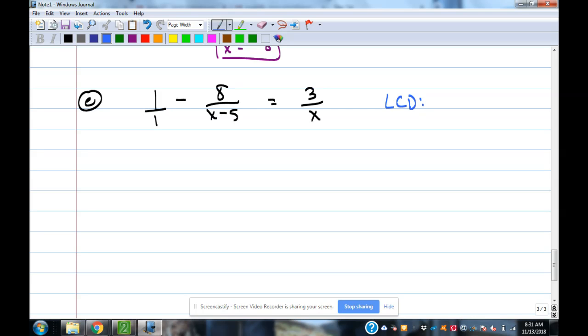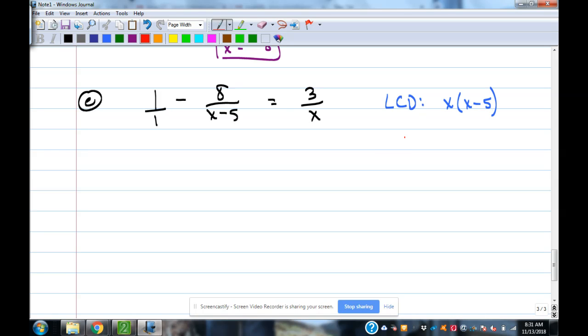So x times x minus 5, technically times 1. But multiplying by 1 is not going to change anything. So this one actually ends up saving us a little bit of work. Got x times x minus 5. Now, what do we do with that before we start working the problem?